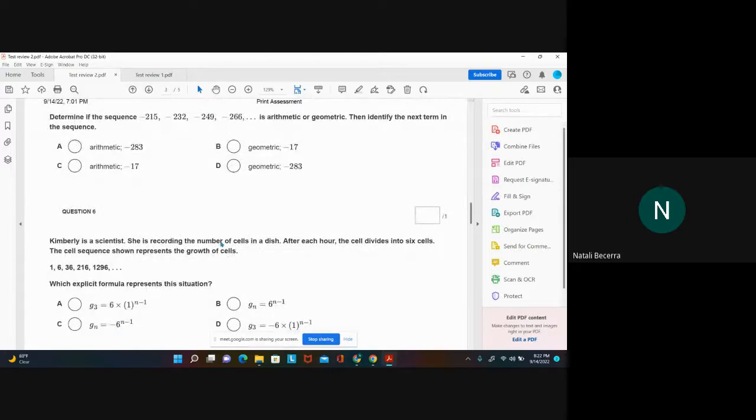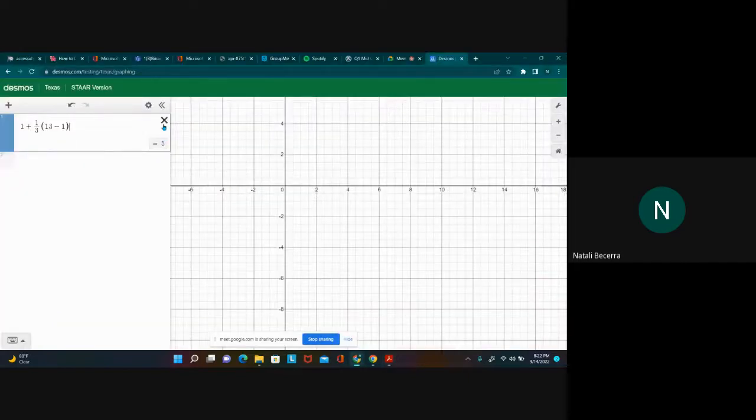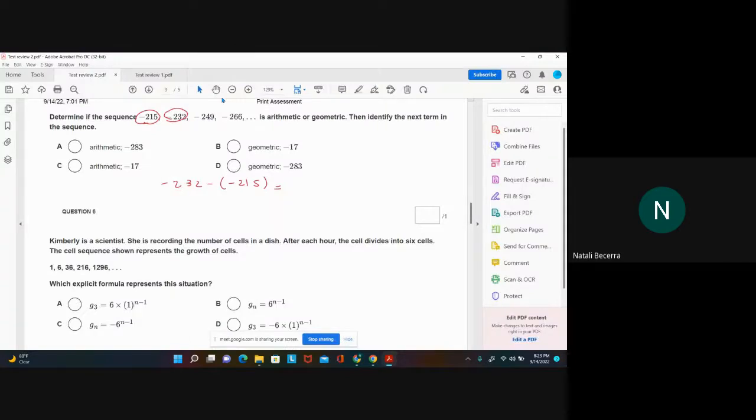All right, moving on. We're almost done, guys. Determine if the sequence is arithmetic or geometric. Then identify the next term. So this was like the other one. So let's go ahead and try arithmetic first. So I'm going to do negative 232 minus negative 215. Okay, because remember, if I'm doing arithmetic, that's adding. The opposite of adding is subtracting. So I'm working backwards. Negative 232 minus negative 215. Negative 17. I want to get that negative 17 again. If I do, then I don't have to do geometric because I know my answer is arithmetic.